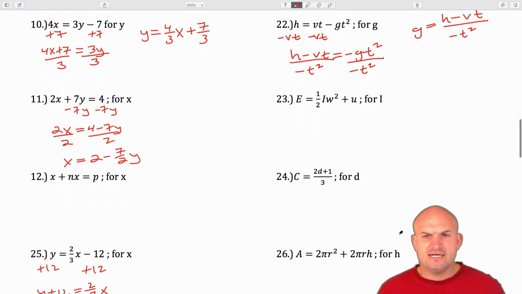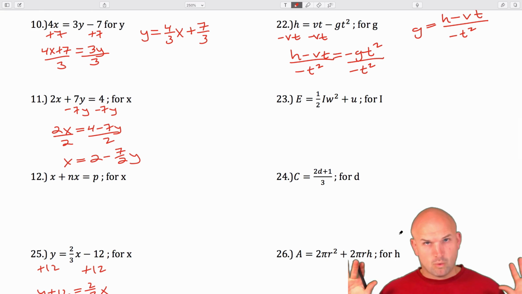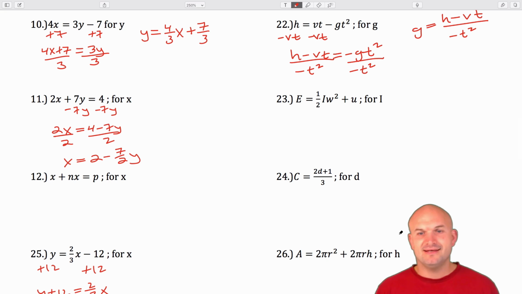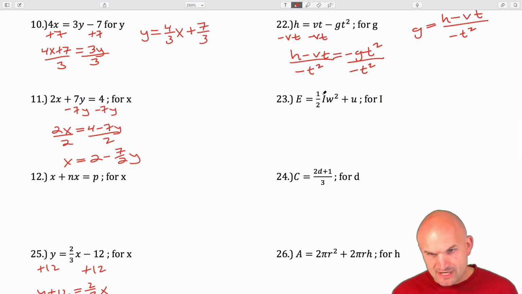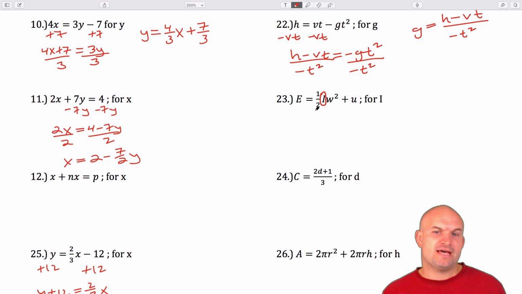All right, number 23 here, I. So again, this one looks really confusing, right? But again, identify your I. Sometimes I used to do this when I taught. I would just say, guys, take the I and pin it, right? Just put a circle around it. Now we just need to identify everything that's happening to that and then undo it. So right now we can see the I is being multiplied by 1/2, it's being multiplied by w squared, and it's being added by u.